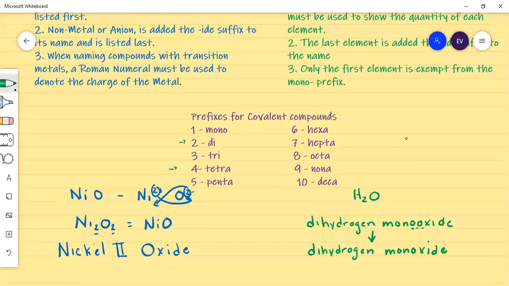So that's going to be the lesson for today. One side is ionic, one side is covalent. All right. If you guys have any questions, please let me know. All right. Let's see here.